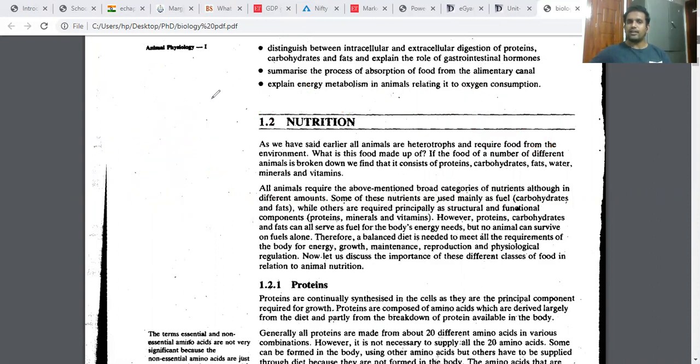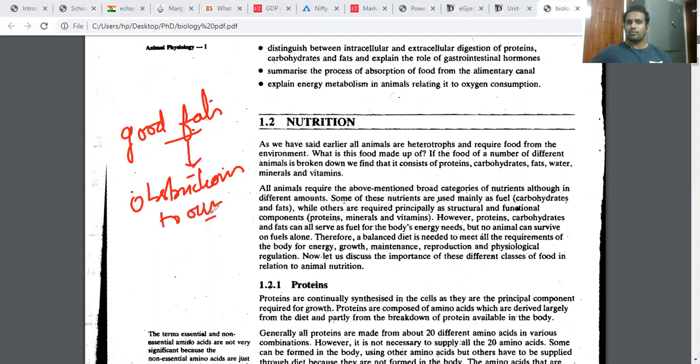That's why we generally say that we should take good fats. Good fats are those fats that do not bring any obstruction to the functioning of our body. Those fats are called good fats.